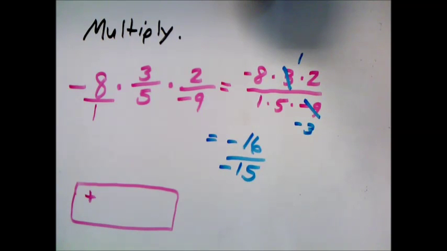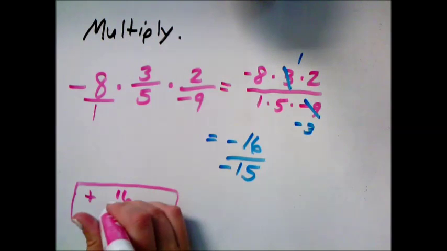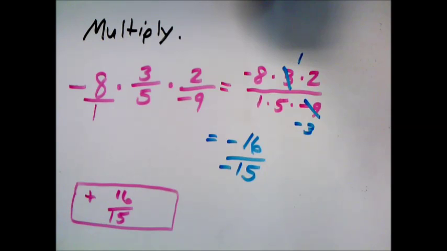And notice just like we thought earlier, the negatives are going to cancel. And so we end up with 16 over 15 as a final answer.